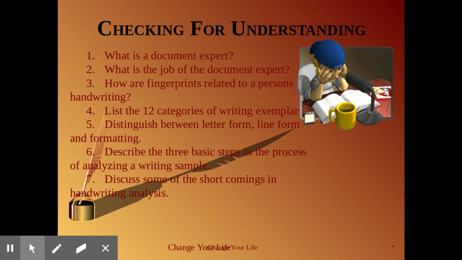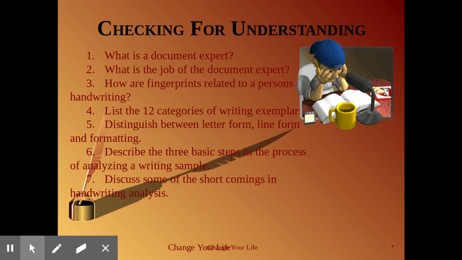So you should know what a document expert is. You should know what their job is. How are fingerprints related to handwriting? We kind of said that too. List the 12 categories for the writing exemplar.